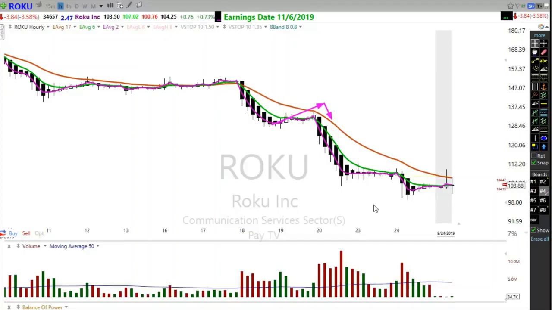Heikin-Ashi will disguise, yes, Heikin-Ashi will disguise gaps. But if you go back, and here's the thing I would ask you about this. No, I mean the 6 and the 2. 6 exponential, 2 exponential, and a 17 exponential. Yeah, sorry. 6 and a 2. Apologize.